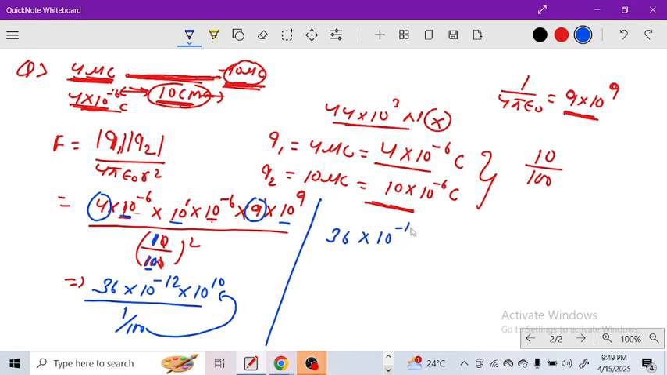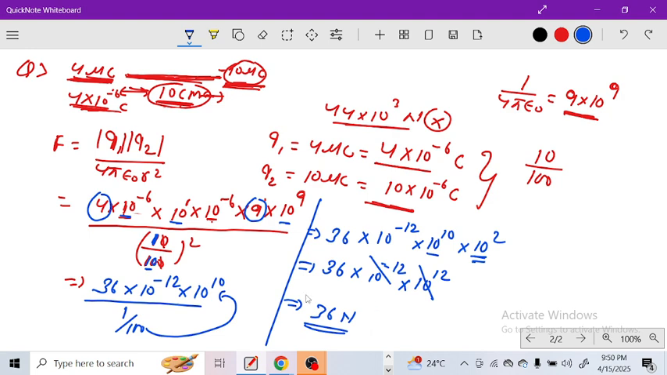So what we will get? 36 into 10 raised to power minus 12, 10 raised to power 10, and we can write 100 as 10 raised to power 2. Can we write 100 as 10 raised to power 2? Yes, sir. So we got 36 into 10 raised to power minus 12 into, the bases are same, 10 raised to power 12. So 10 raised to power minus 12 and 10 raised to power 12 cancel out, and we got 36 Newton force. Write it, Kavya.